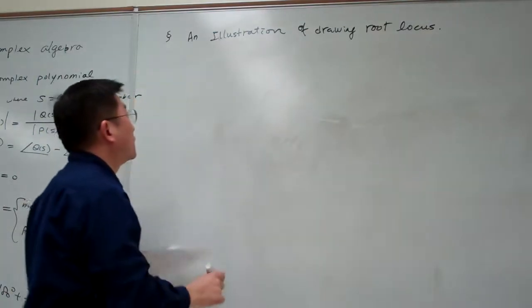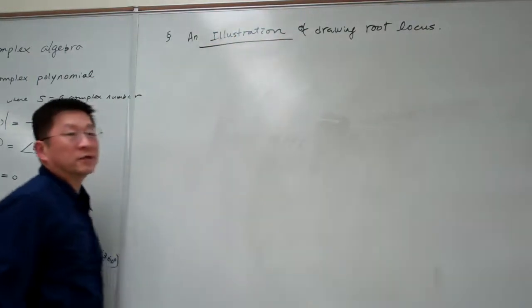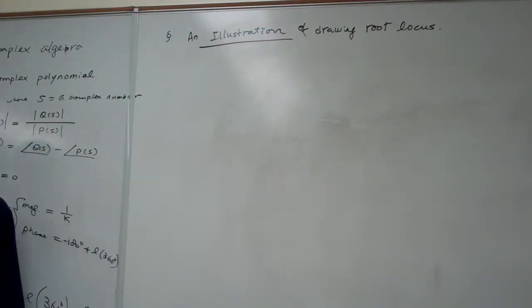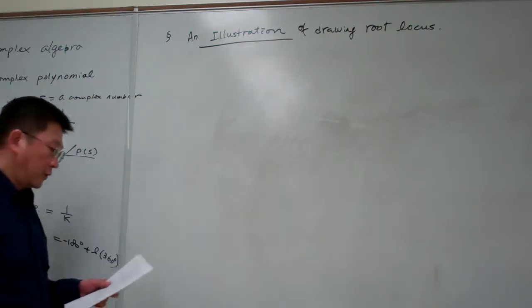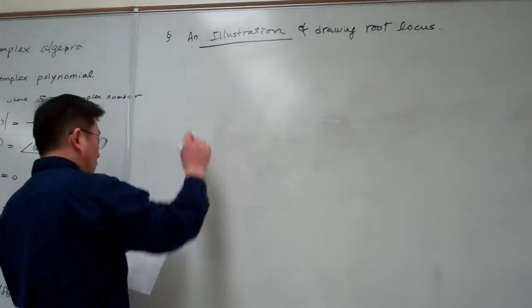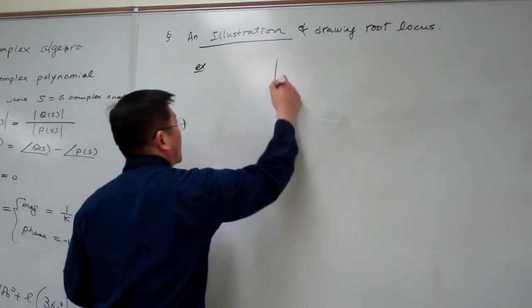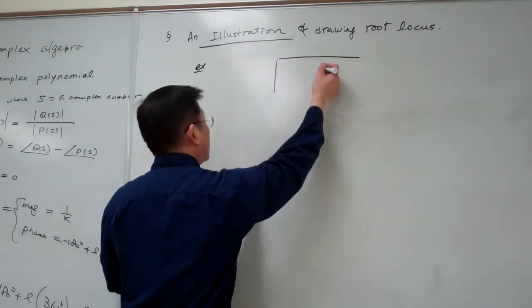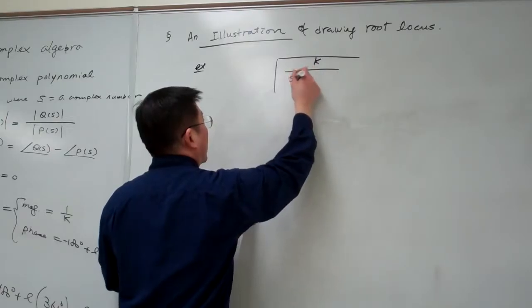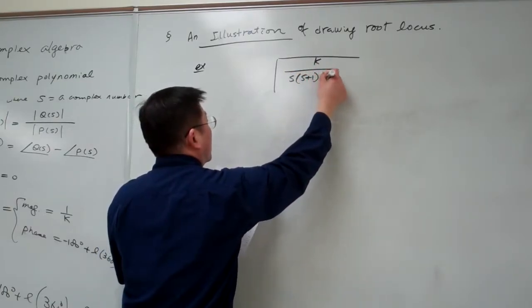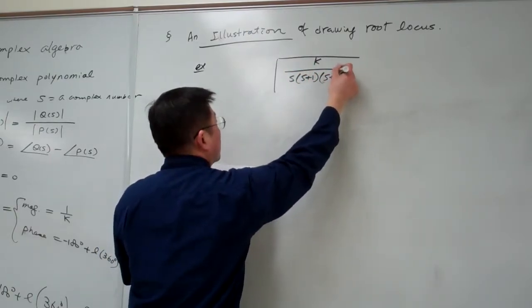Okay, so here I want to try without giving the rules first. Just try using our fundamental complex algebra to see how much we can do about drawing the transfer function. So we consider this example here: K over s plus 1, s plus 2.